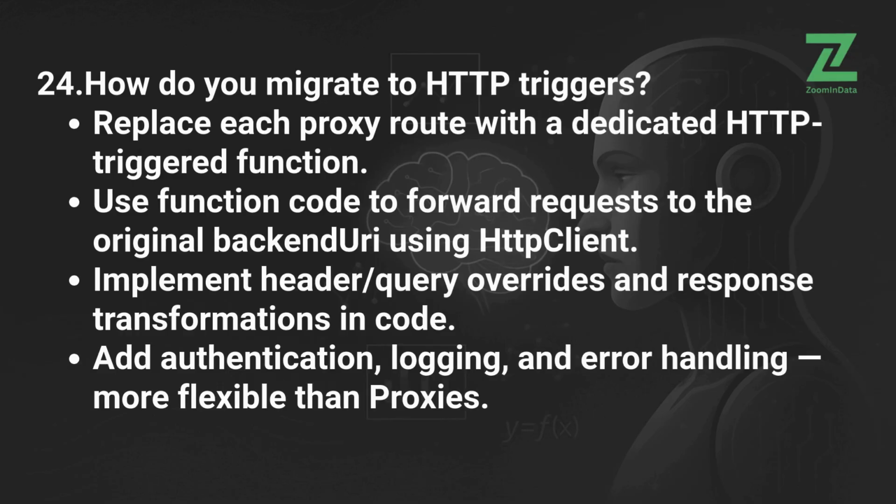How do you migrate to HTTP triggers? Replace each proxy route with a dedicated HTTP triggered function. Use function code to forward requests to the original backend URI using an HTTP client. Implement header and query overrides and response transformations in code. Add authentication, logging, and error handling, more flexible than proxies.